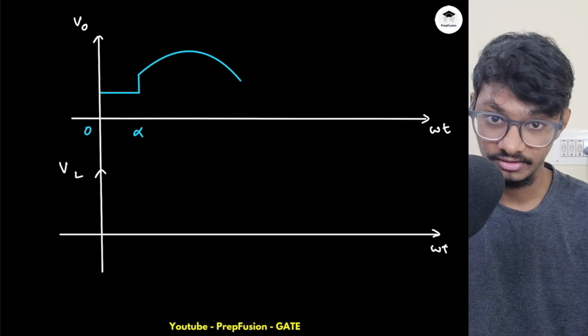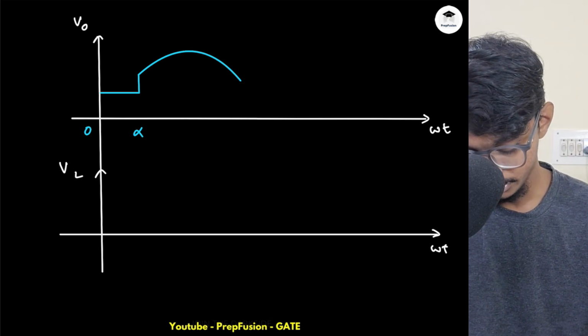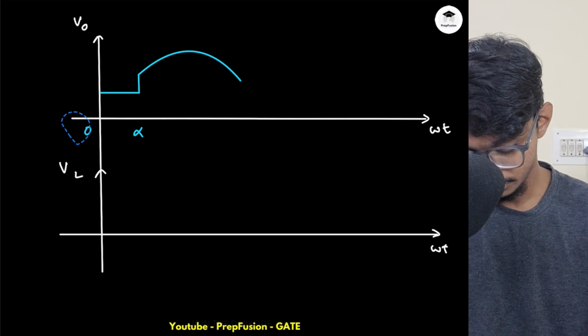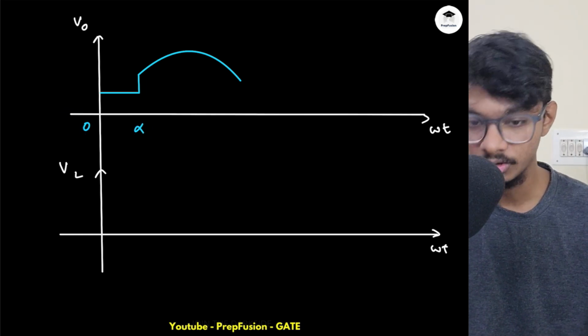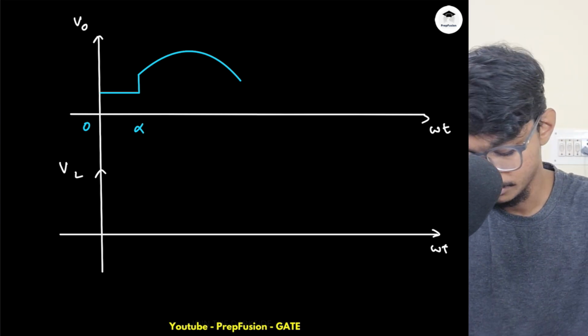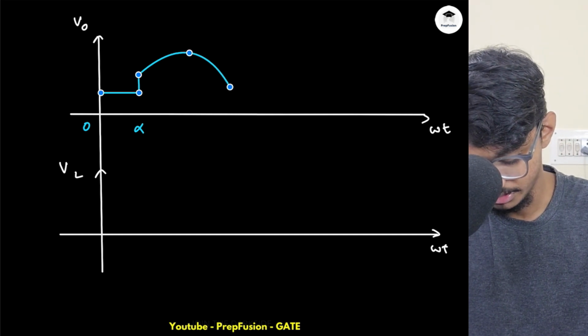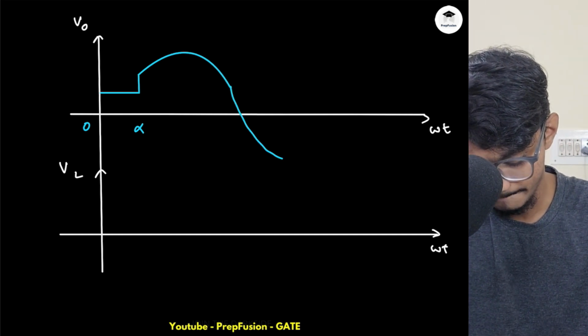Obviously it can never go below E. Okay, it can go below E. I was just making this mistake. It will follow, because why will it go below E? Because the inductor will let it happen. The inductor will still keep the SCR on even after pi.